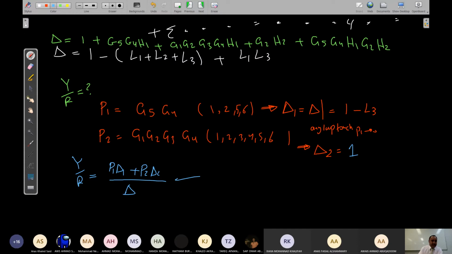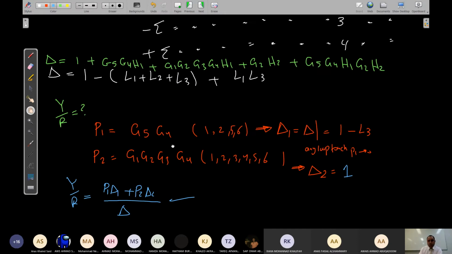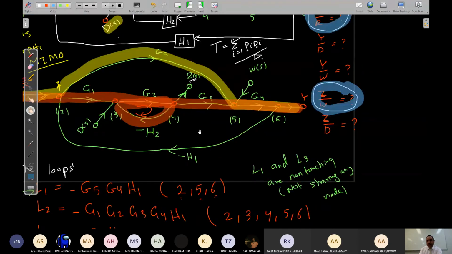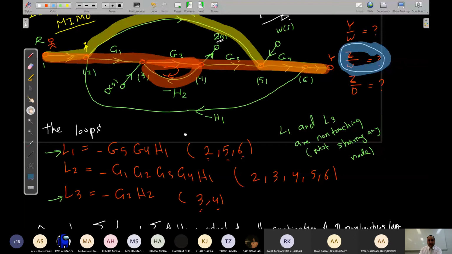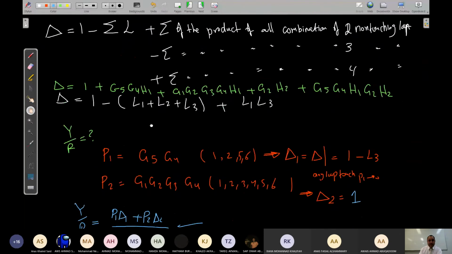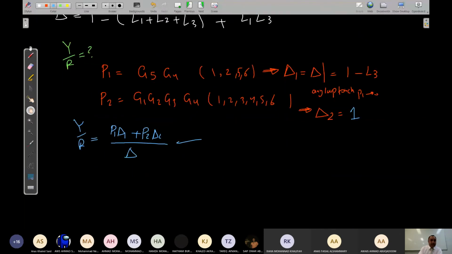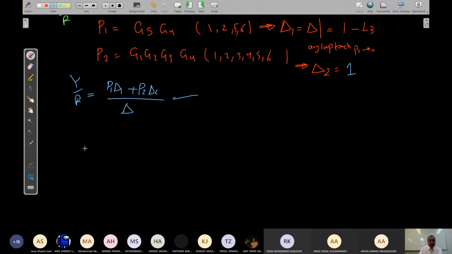Good. Now, can you help me with the second transfer function, which is, let's say, y over d? Can you help me with that? I need now to find y over d equal to what? What I need to specify here?